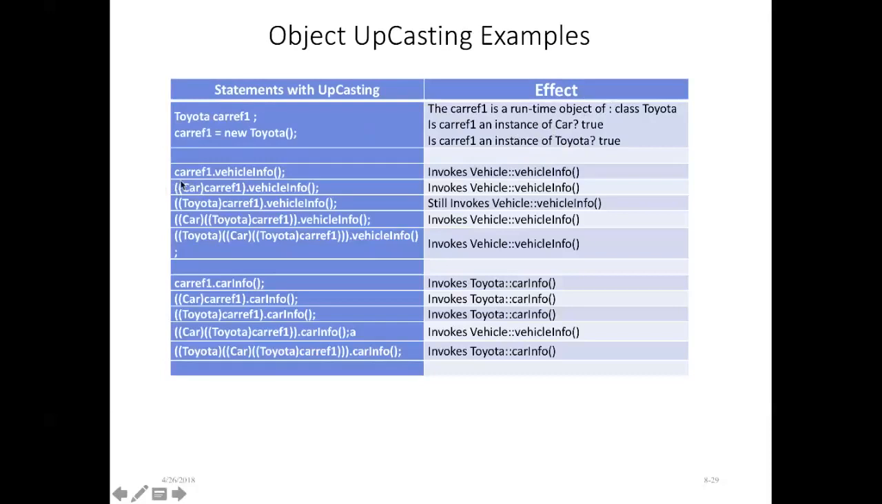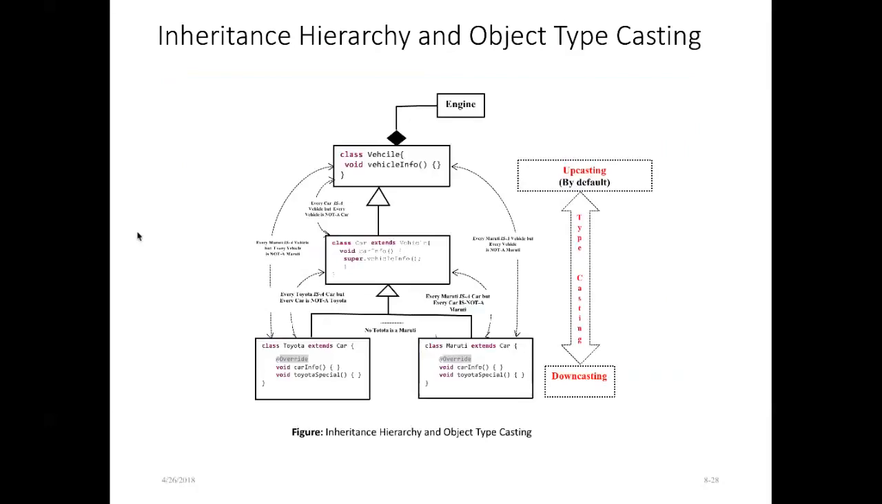Okay. Number here. Look at this here. Okay. So car reference dot vehicle. So yes, it will invoke because vehicle info car reference will be able to access vehicle info. Let us see what is vehicle info. So car reference is a Toyota, and then it will be able to access vehicle info. Vehicle info is from vehicle class.